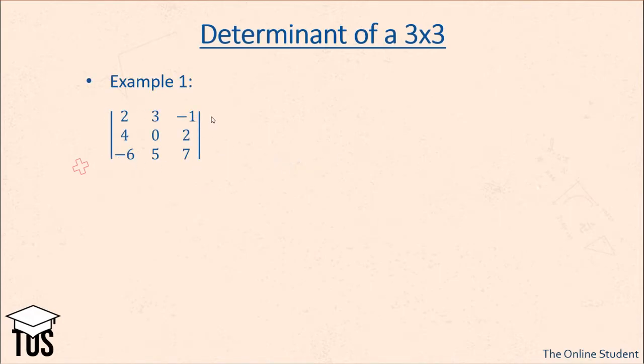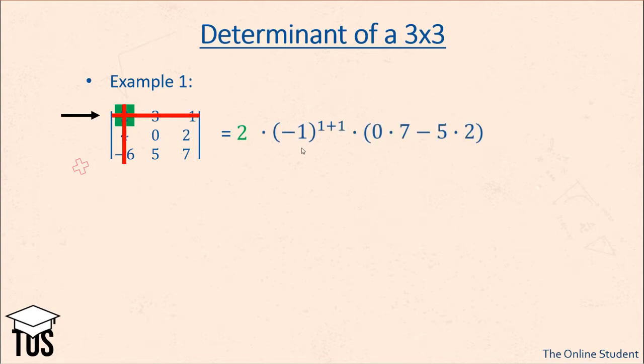We have this determinant. Let's say we choose our first row to define our determinant. Well, the first element is 2. We have to multiply each element with its cofactor. The cofactor of this element: we delete the row and we delete the column, and now we have the determinant of what is left, which is 0 times 7 minus 5 times 2. And of course we have to multiply it with -1 to the power of row plus column. And the first element is on our first row and first column.